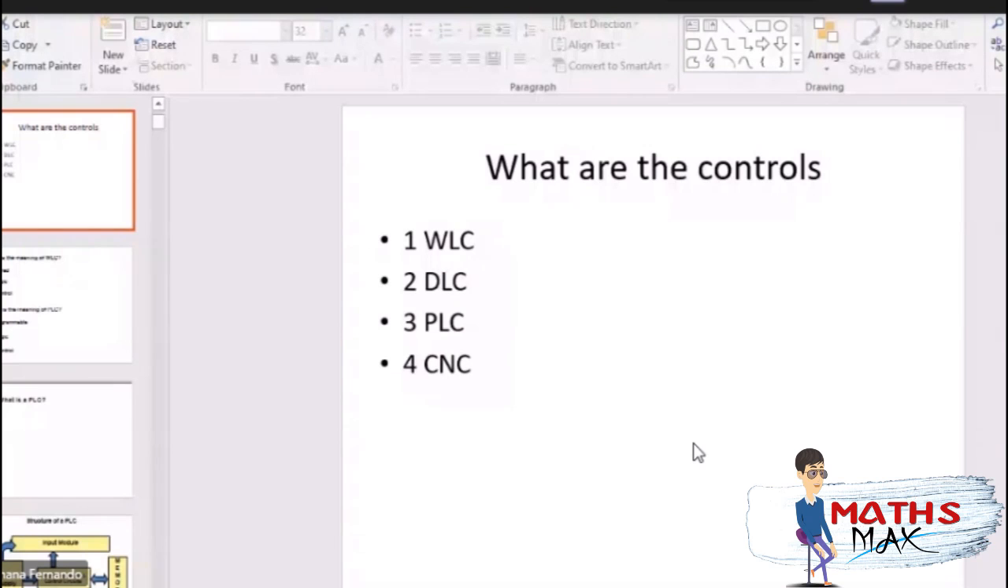When you move to software wirings, soft wirings, that is DLC, PLC and CNC. There are a lot more, but let us talk about only those 4, including WLC, DLC, PLC and CNC, right?